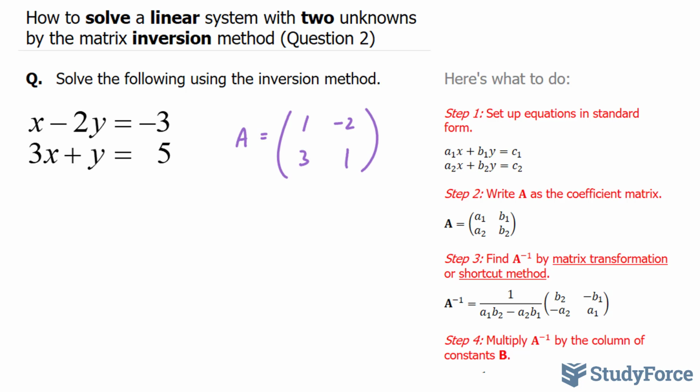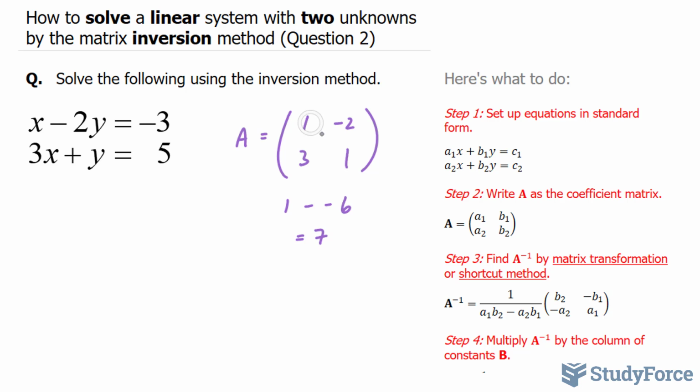Next, we have to find the inverse of A by either the matrix transformation method or the shortcut method. Obviously, I'm going to pick the shortcut method, and that is you find the determinant by multiplying the diagonals and then subtracting them. So 1 times 1 is 1, 3 times -2 is -6, so 1 minus -6 gives us +7.